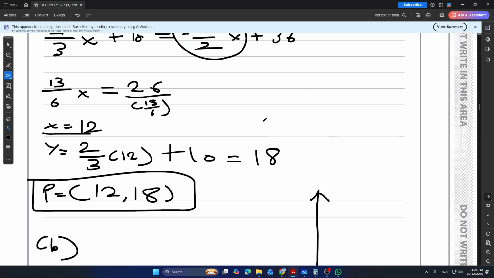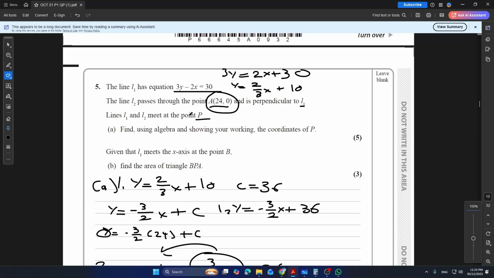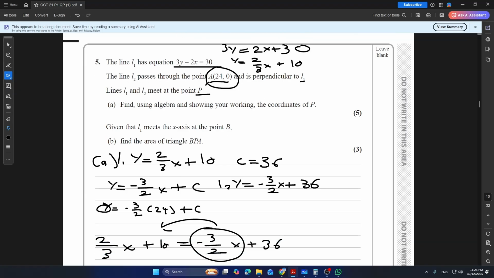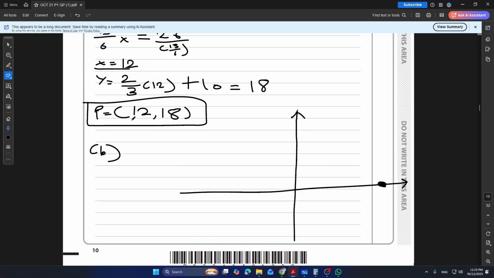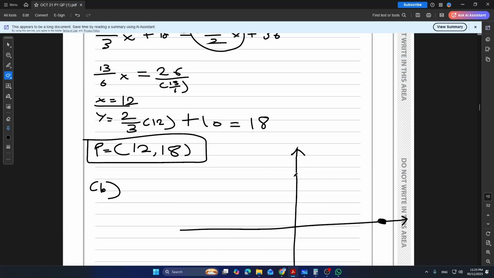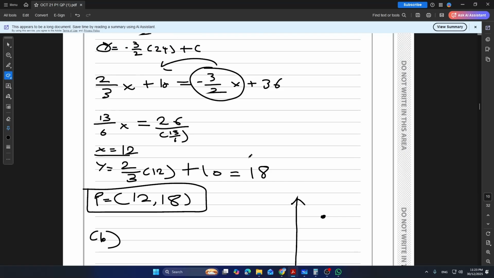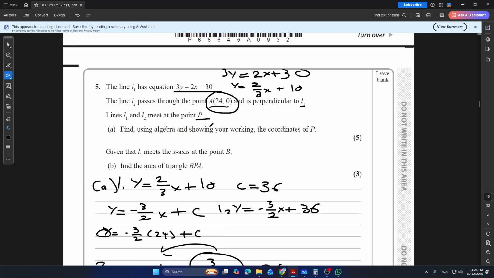Okay, so we have the line L1, which L2, sorry, L2 passes to the point 24, 0 and is perpendicular to L1. 24, 0 is around here, it's far. So let's say it's draw this, we'll have it here. And we have P, which is the point of intersection, 12, 18, which is about here. Okay, and then also we have, it says one more thing it gave. It gave that L1 meets the x-axis at point B.